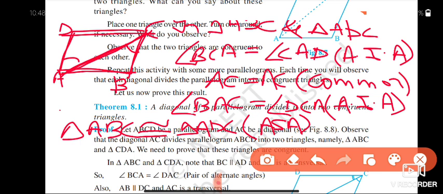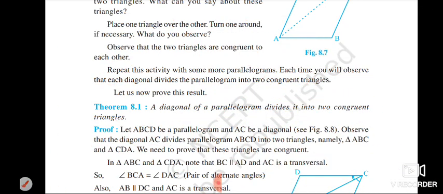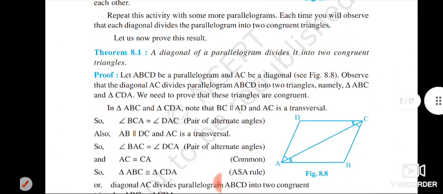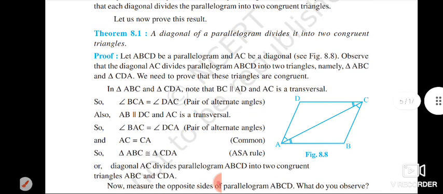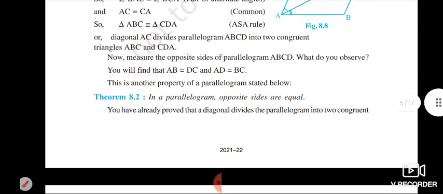Now if the triangles are congruent, you can say that diagonal AC is dividing your parallelogram into two congruent triangles, that are triangle ADC and triangle ABC. So this is the proof. You have to read this proof from your textbook. Everything is given in your textbook, and this is an important theorem. One might ask you this for 3 marks. This theorem can be of 3 marks in your exam, so prepare well.